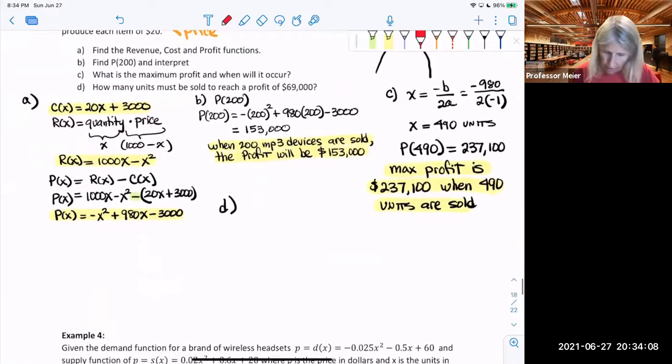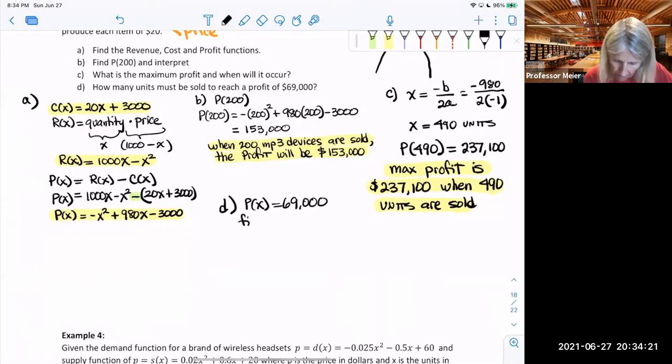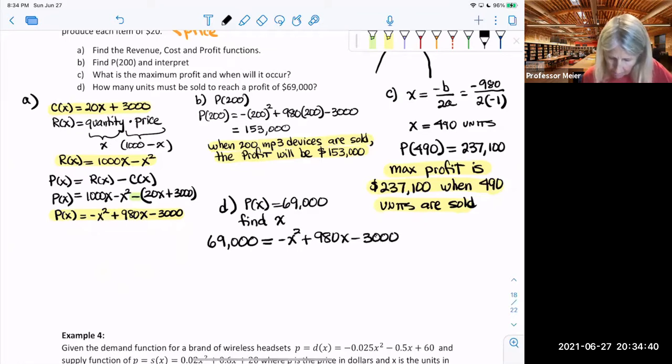One last thing, and then we're done here. It says, how many units must be sold to reach a profit of 69,000? They're telling you the profit is 69,000, and what you have to do is find the units, so you have to find x. So I put 69,000 for the profit: 69,000 equals your profit function, negative x squared plus 980x minus 3,000. I put 69,000 for the P of x, and I'm going to solve for x.